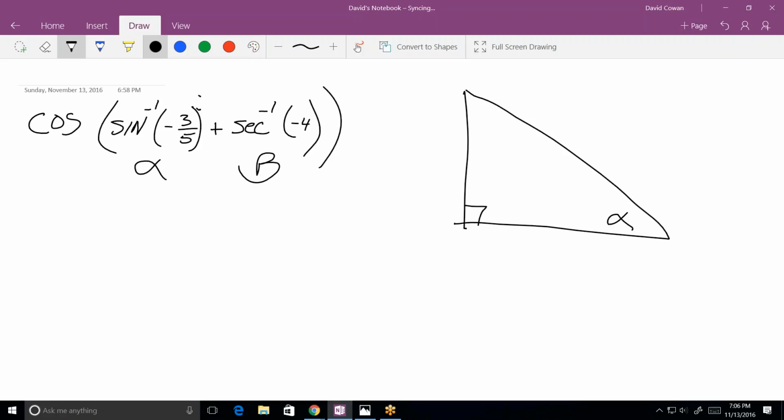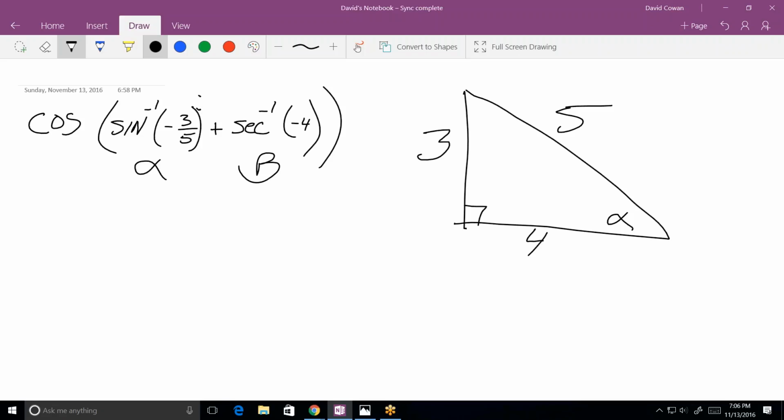So it'd be negative 3 over 5. No, forget the negative sign for the moment. That will allow us to place it in the quadrant we want. So it's a 3, 4, 5 triangle, right? In other words, the sine of alpha would be 3 over 5.